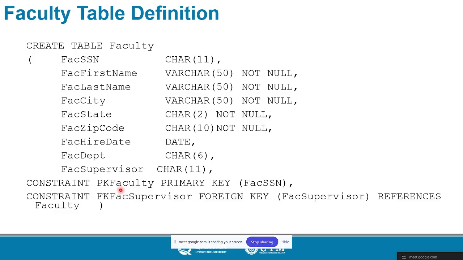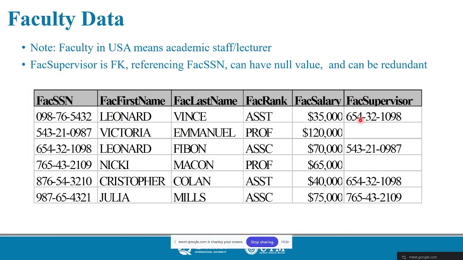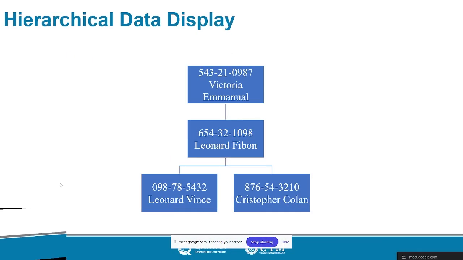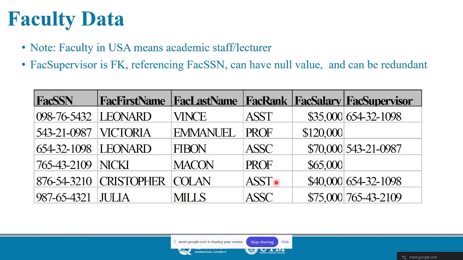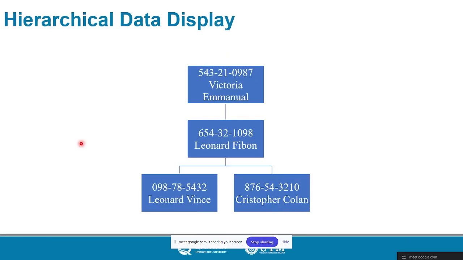Now, PK faculty, primary key, and faculty SSN. PK faculty means primary key FSSN, which means that the primary key is the SSN. We will make sure to make the fac SSN a primary key. This is the rule, so no duplicate will be in here, and we will have no null also.